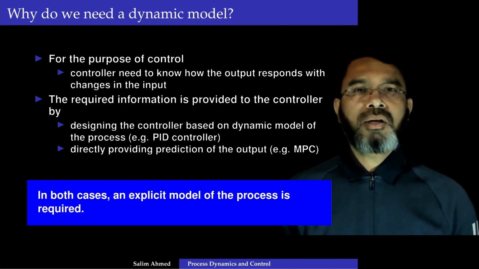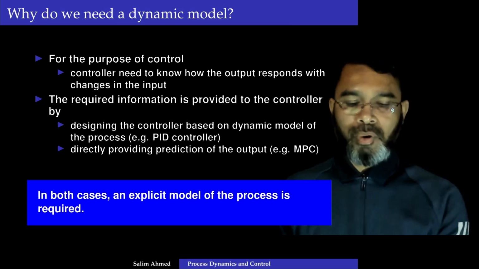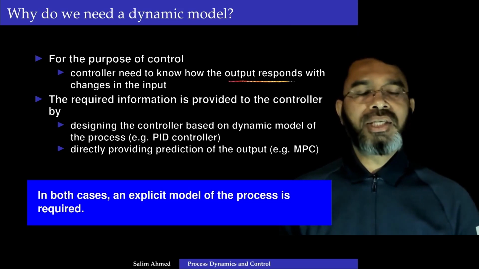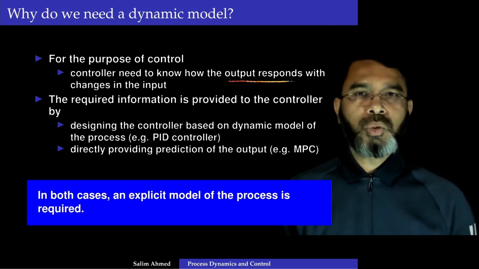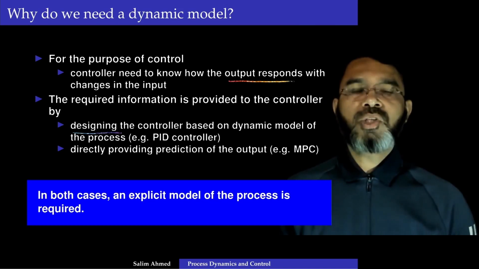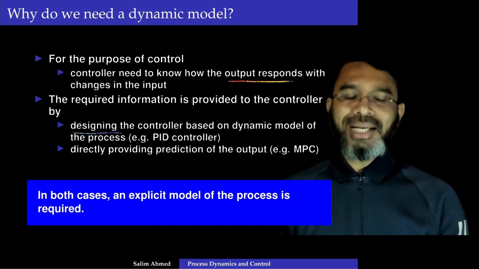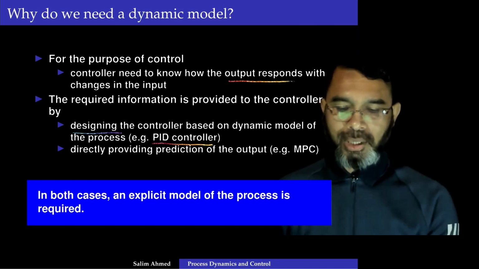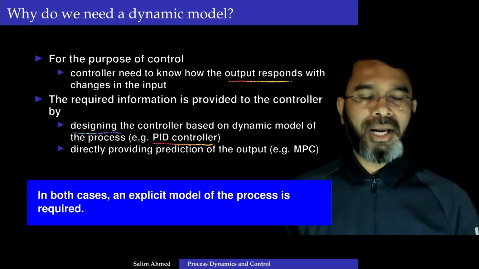In the context of control, the controller needs to know how the output responds when there is a change in the input. Now, this information can be given to the controller in two ways. One, the controller can be designed based on the dynamic model, meaning using the model parameters. That's the case for the PID controller. Controller parameters are obtained from the model parameters.